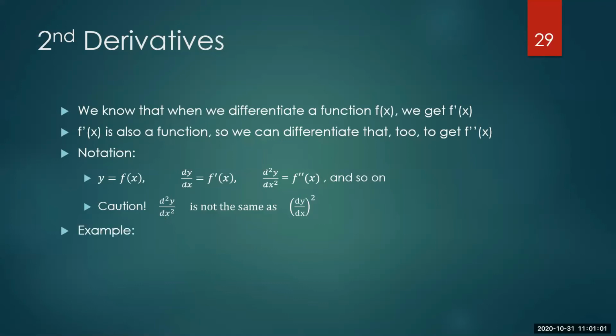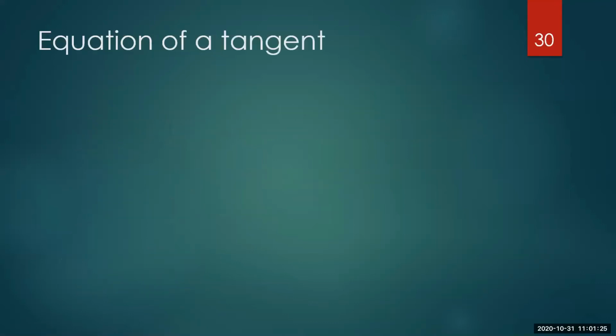Here's an example. If y is equal to x cubed, dy dx is equal to 3x squared, and d2y dx squared is equal to 6x, but dy dx, all to be squared, is 9x to the power of 4. So they're two different outcomes entirely. That's something to be aware of. Okay, let's move on.